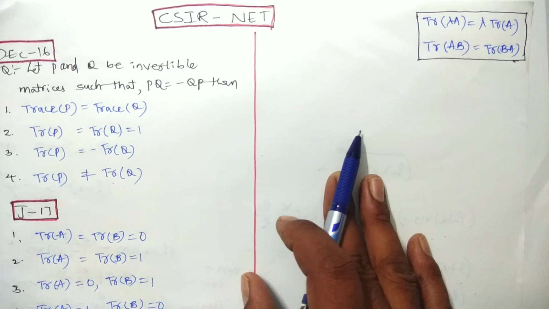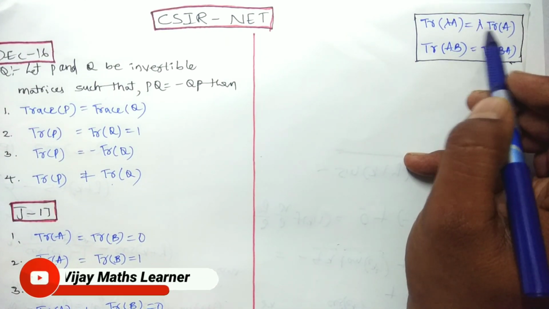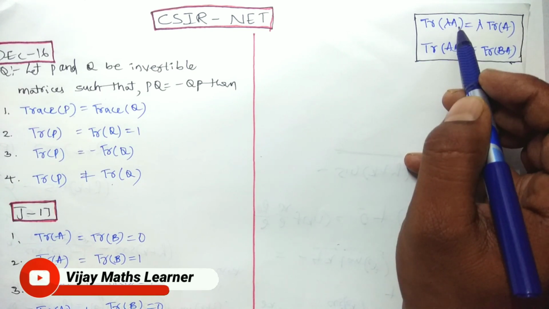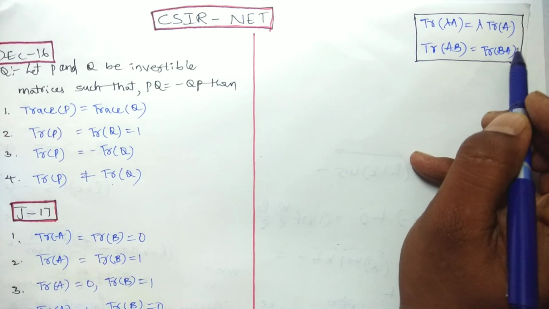Now, see the solution here. Here we have two formulas. Trace of lambda A equals lambda times trace of A, where lambda is a scalar and A is a matrix. And trace of AB equals trace of BA.